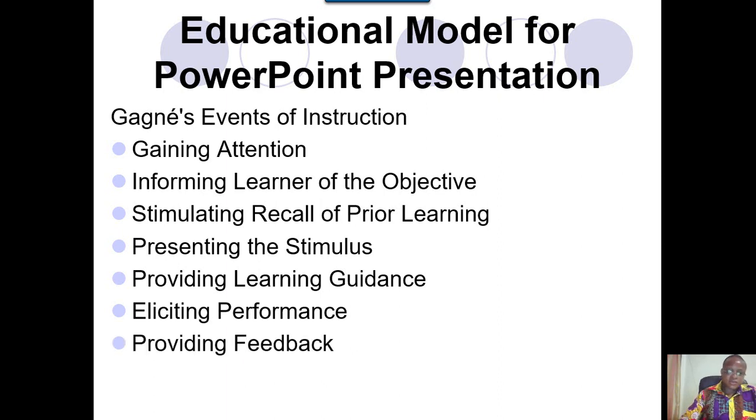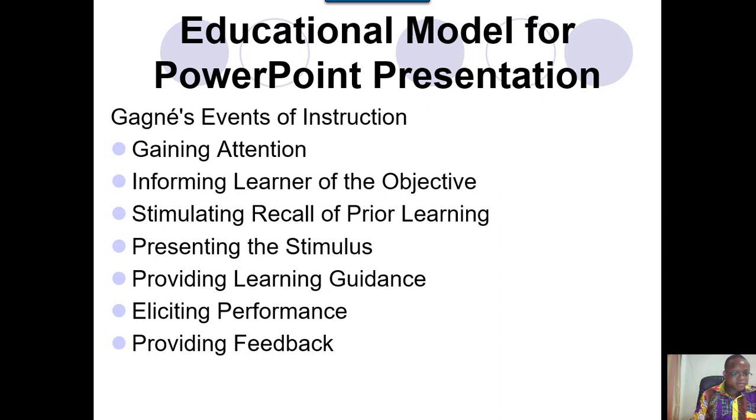The next event is providing feedback. Now, eliciting performance event focuses on the acquisition of new knowledge. But with providing feedback, the instructor provides feedback about the correctness of the performance that the learner has put across.